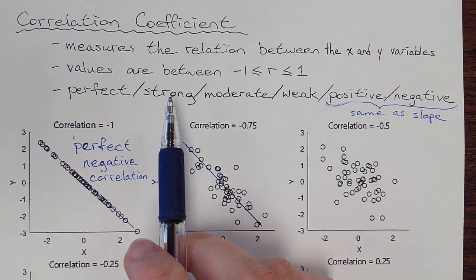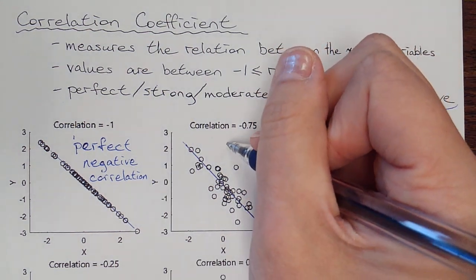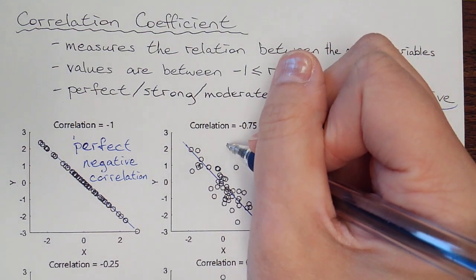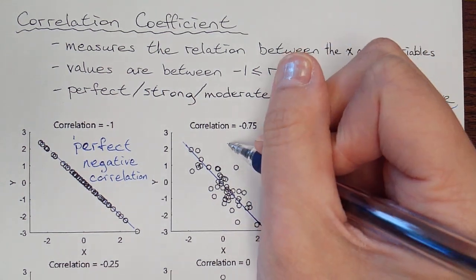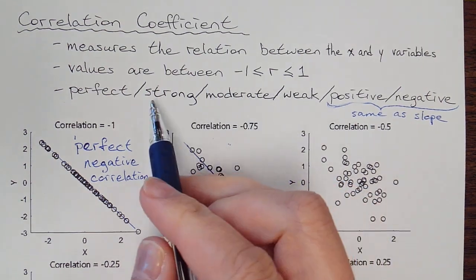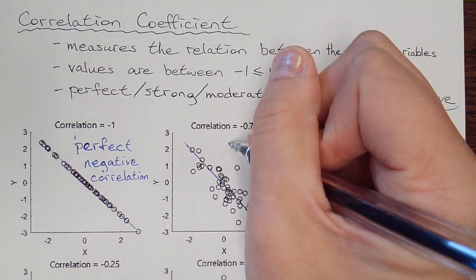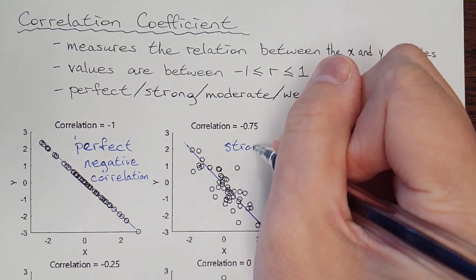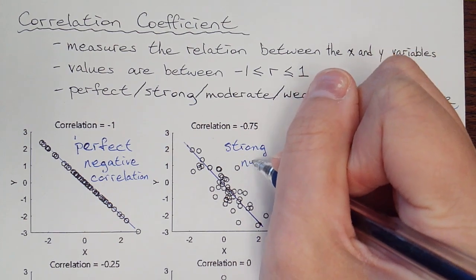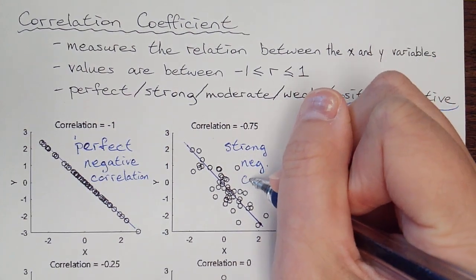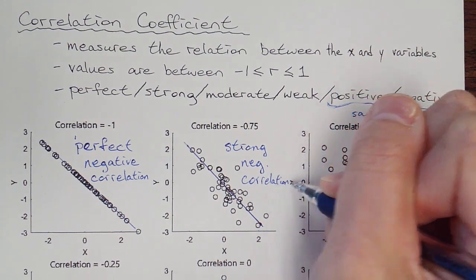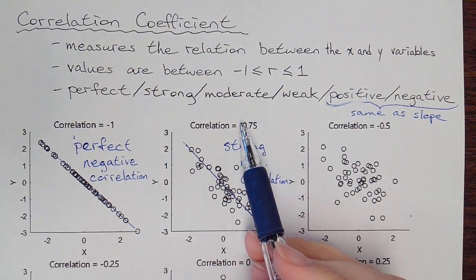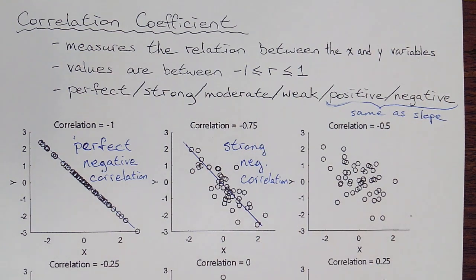How would you describe this? Which of these words? Strong, right. So this represents a strong negative correlation, and the value of this could be -0.75.